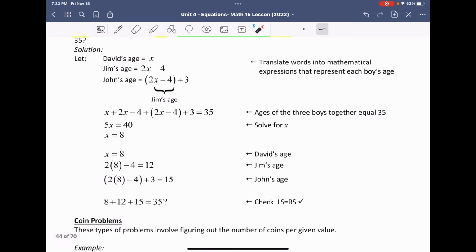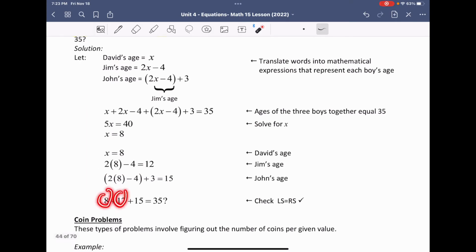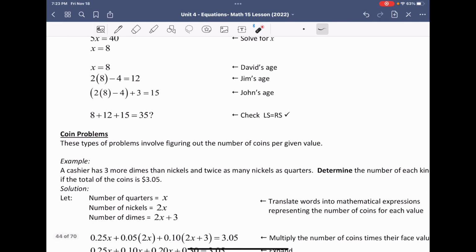Now, we need to double check this is true. Does 8, 12, and 15 add to 35? Yes, it does, so we verified that the left equals the right, and that these 3 ages, 8, 12, and 15, are the correct ages. Now, let's look at a coin problem.